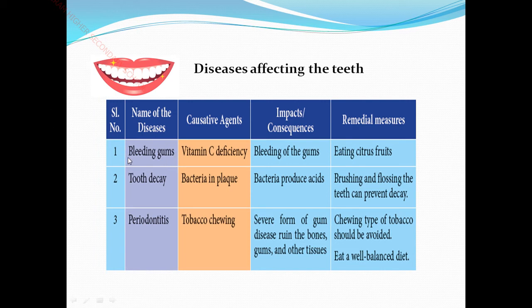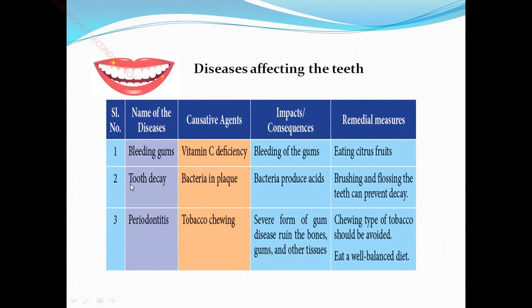In the gums you can have such bleeding due to vitamin C deficiency. The impact of this vitamin C deficiency is bleeding of the gums. So what is the remedial measure? Eating plenty of citrus fruits. Citrus fruits include lemon and orange. Eating citrus fruits will increase your vitamin C level, and in turn it will reduce the bleeding of gums.